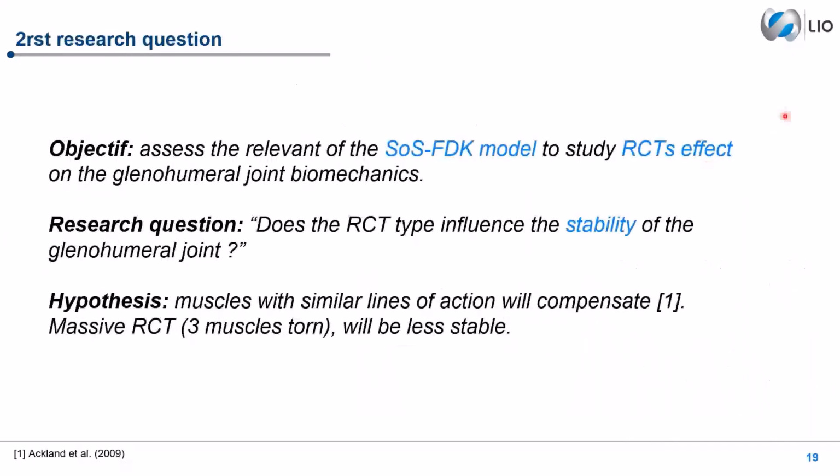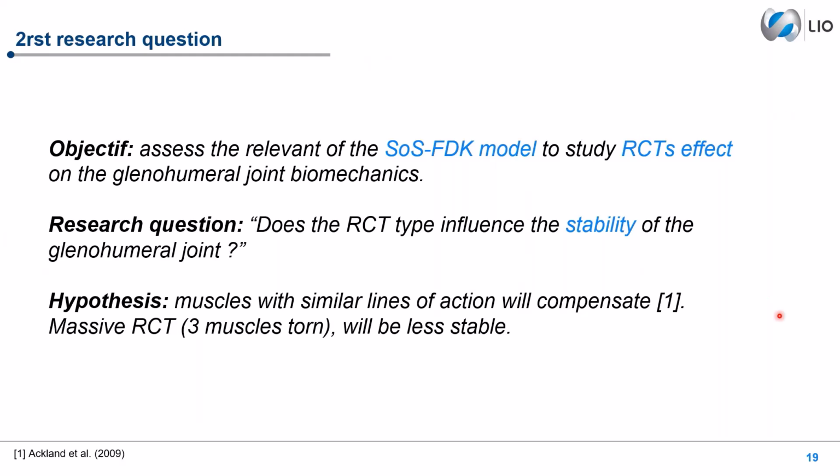And so the objective of this study was to assess the relevance of the sphere-on-sphere FDK model to study rotator cuff tear effects on the glenohumeral joint biomechanics. The research question was, does the RCT type, depending on which muscle is torn, influence the stability of the glenohumeral joint? And the main hypothesis was that muscles with a similar line of action will compensate for the muscles that are torn. And in the case of massive RCT, so at least 3 muscles torn, the joint will be really less stable.